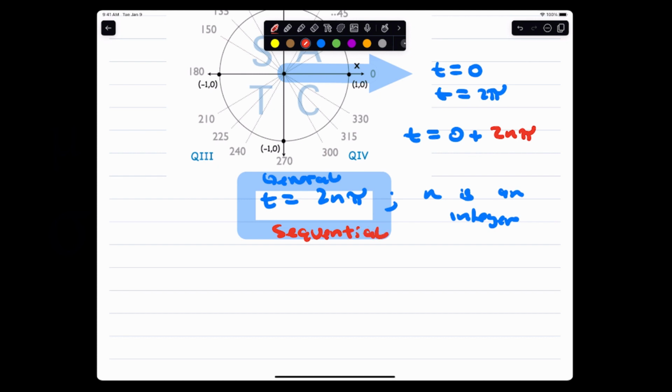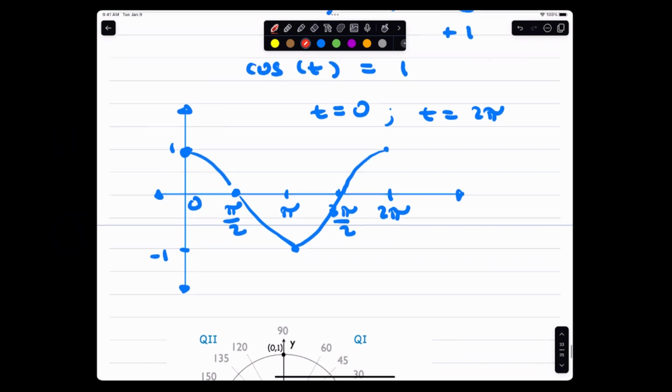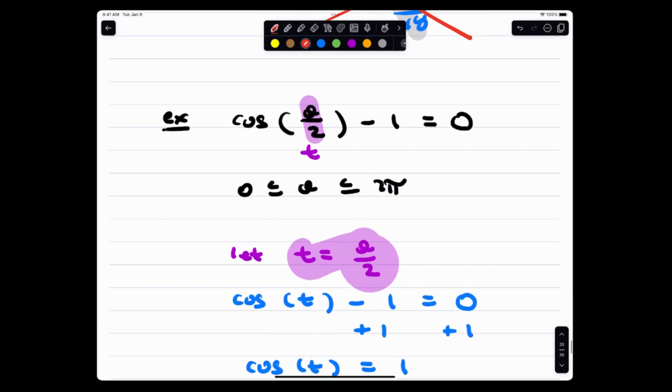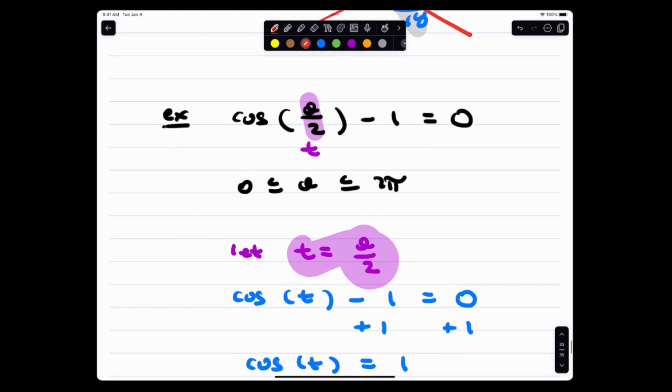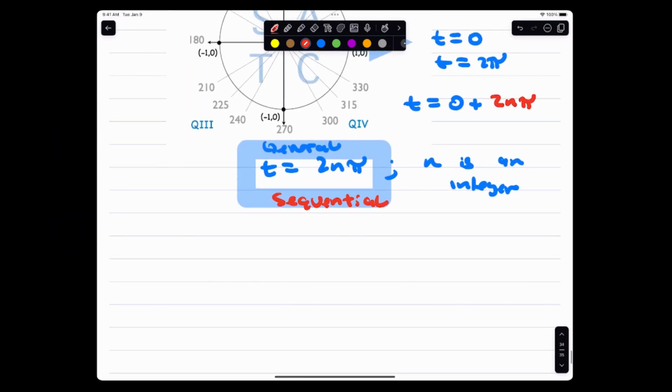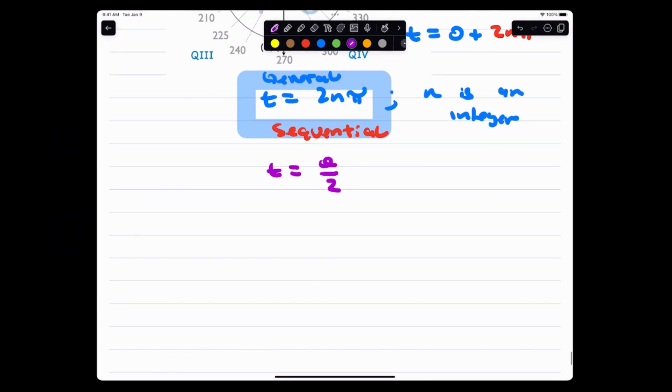What do you do now, ladies and gentlemen? Anybody remember, what do we do now? They don't want solutions for t. They want solutions for theta. And they want them between 0 and 2 pi. So if t is theta over 2, you want to bring that down and say, we know something here. T is theta over 2. T here, t here. What does that mean about your theta? Logically speaking, theta over 2 is 2n pi.